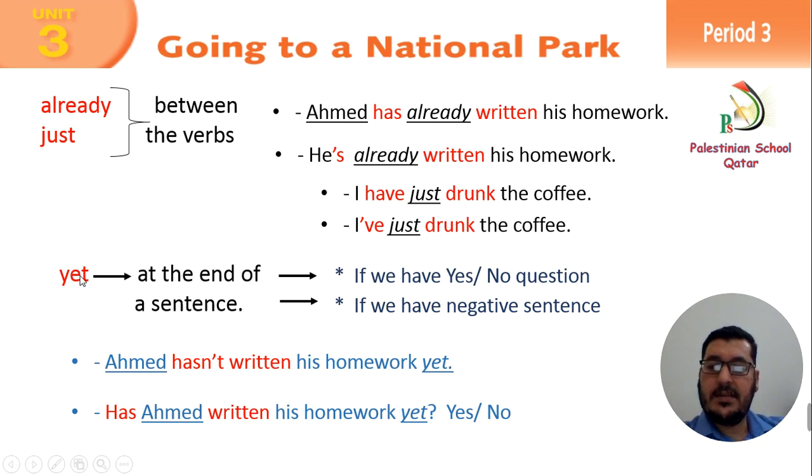We have also the word yet, and I put it at the end of a sentence. We have two options for using yet. We put it at the end of the sentence, and we use it if we have a yes, no question, and if we have a negative sentence. For example, Ahmed hasn't written his homework yet. Has Ahmed written his homework yet? Yes or no?